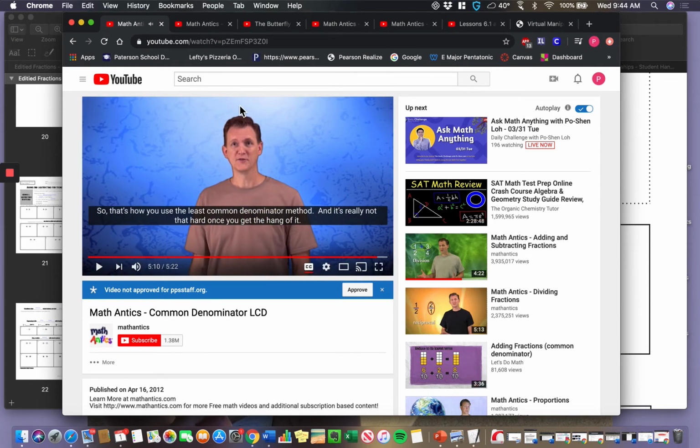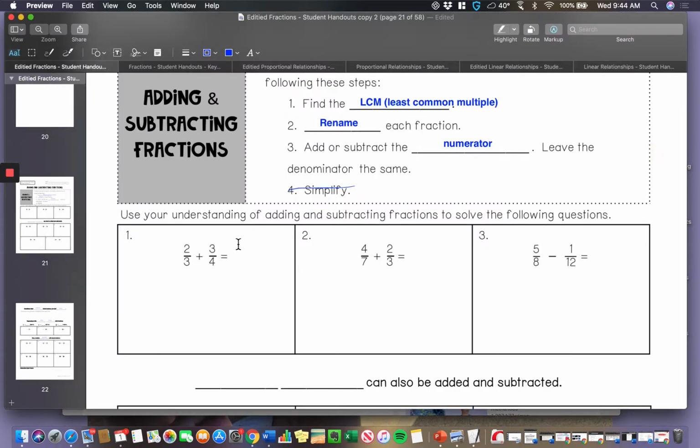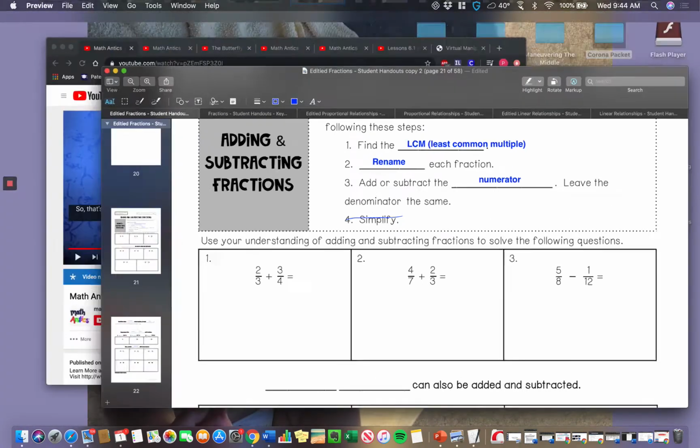Alright, so there's your example for your least common multiple, which is really your least common denominator. So that is one strategy that you can use for number 1 here. And I'm going to give you another strategy that you can use for all 3 of these problems. So here's another strategy for these problems.